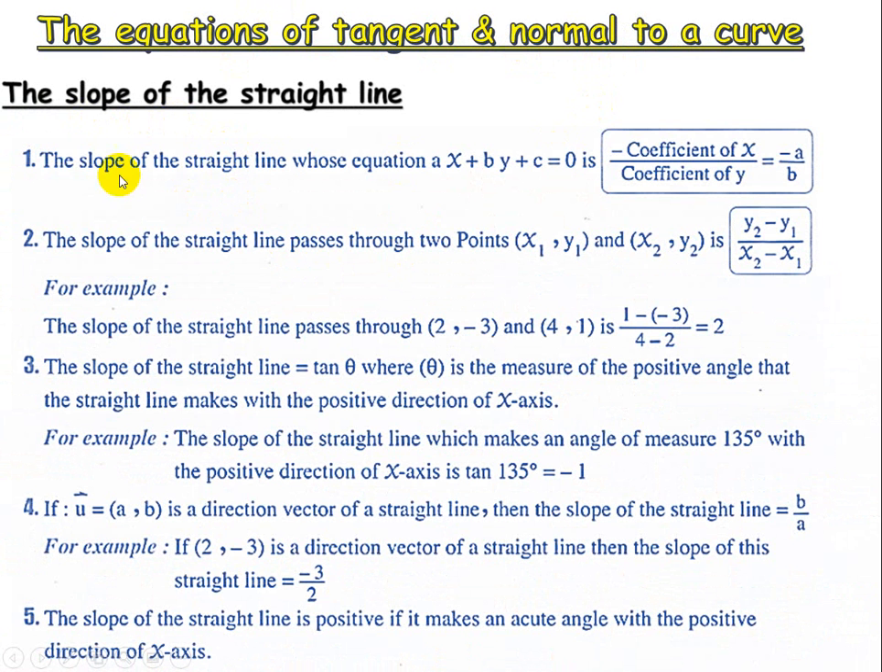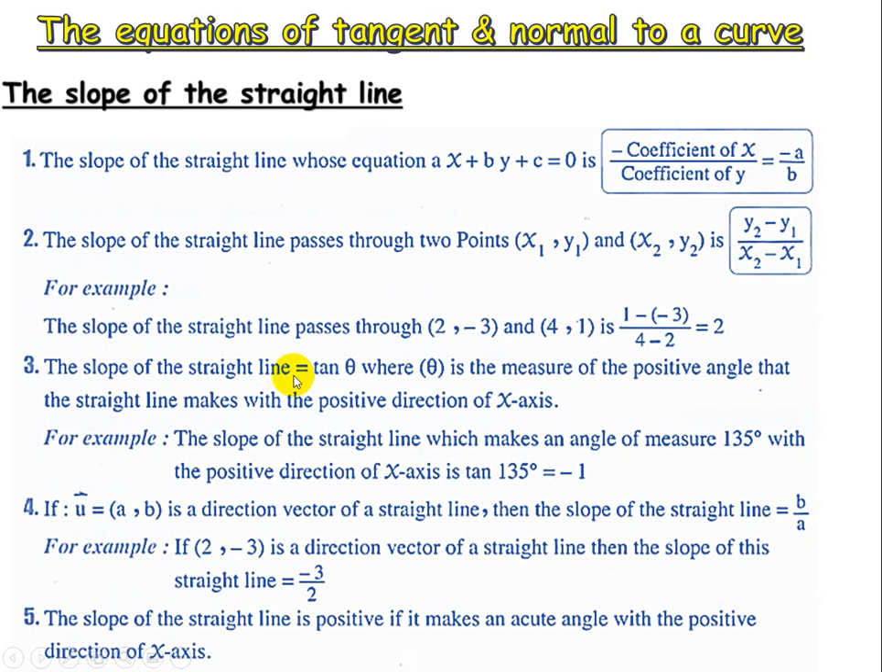The equations of tangent and normal to a curve. First, the slope of the straight line. The slope of the straight line whose equation is ax + by + c equals 0 is negative the coefficient of x divided by the coefficient of y, which means -a/b. The slope of the straight line passing through the 2 points (x1, y1) and (x2, y2) is (y2 - y1)/(x2 - x1). For example, the slope of the straight line passing through the 2 points (2, -3) and (4, 1) is (1 - (-3))/(4 - 2), which means 2.